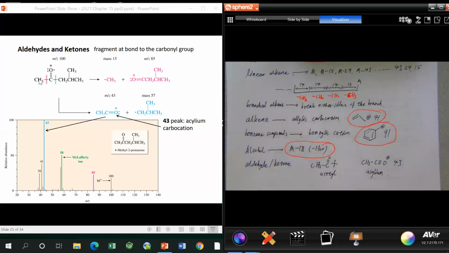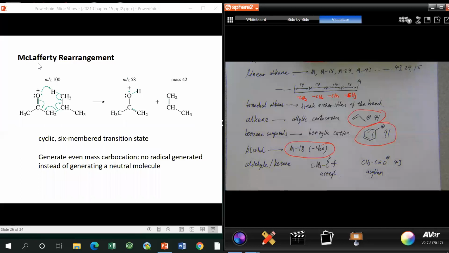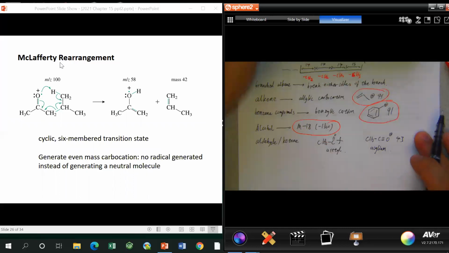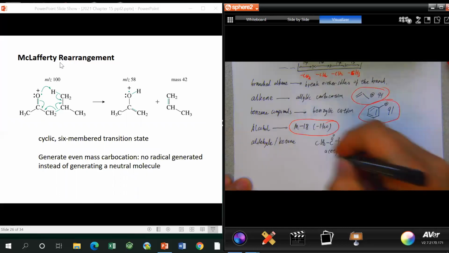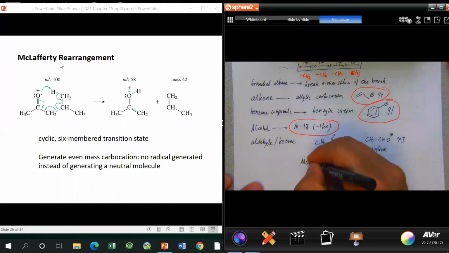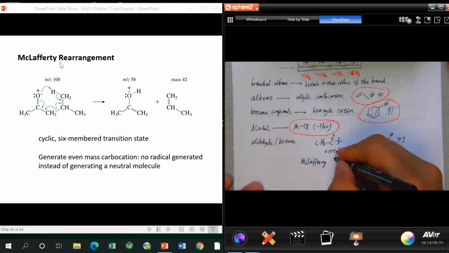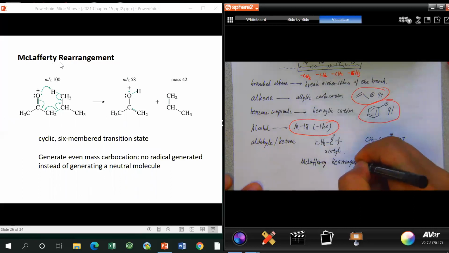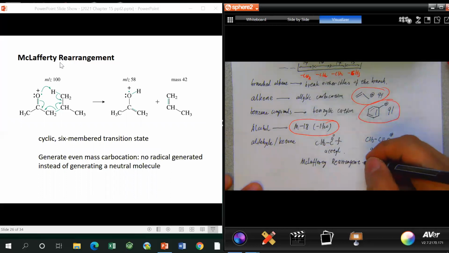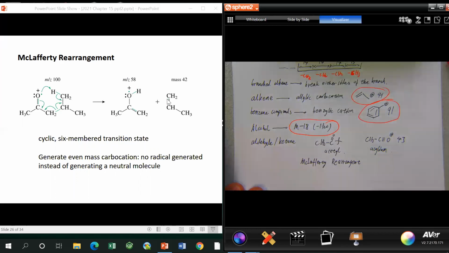But one fragmentation that is very unique for aldehydes and ketones is what we call the McLafferty rearrangement. This one generates an even-numbered fragment. This is the second type of fragmentation: you generate a neutral molecule and a radical cation.